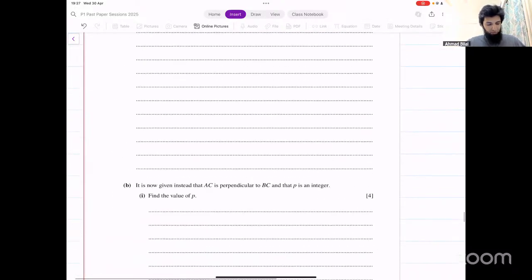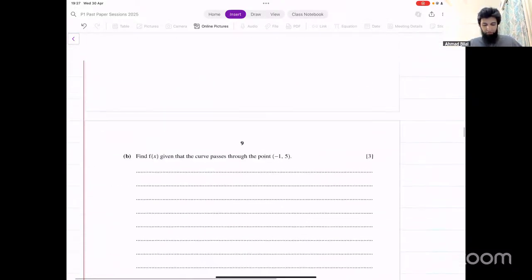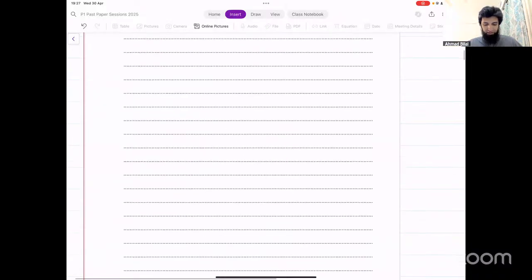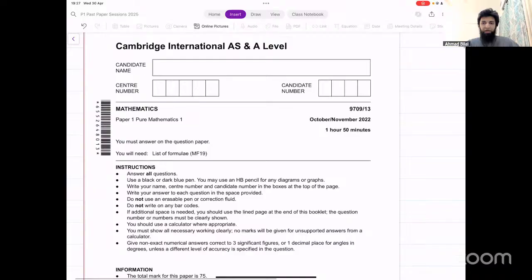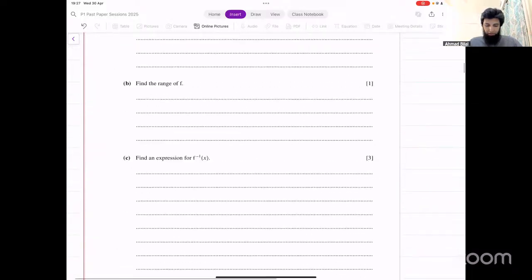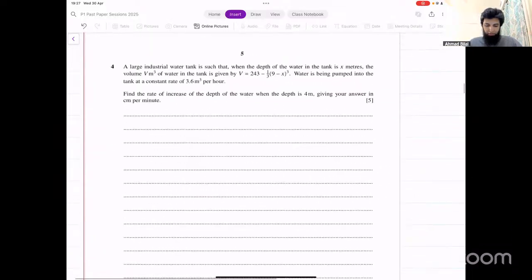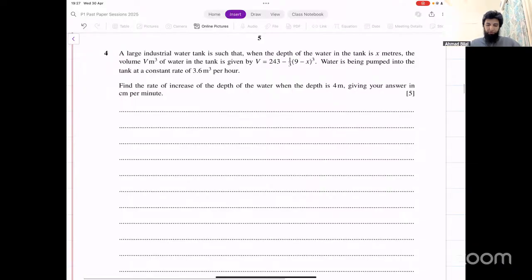So starting from 4, the even numbered questions. 4, 6, 8, 10. Okay, so November 2022, paper 1, variant 3. We're doing 4 questions from this, which are relatively more difficult. Okay, let's start with this one.